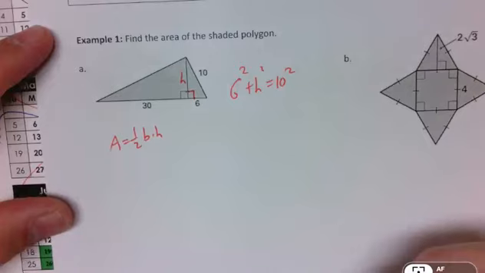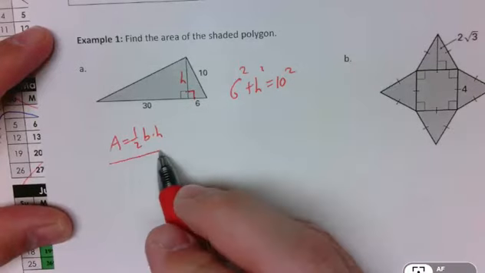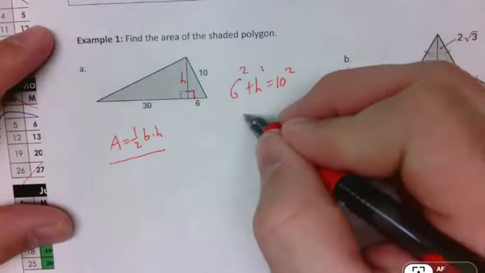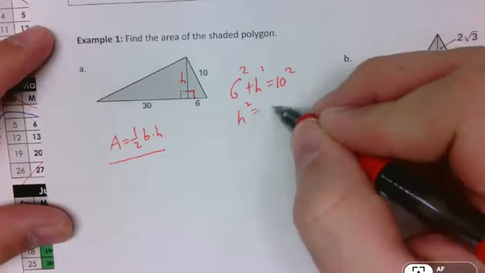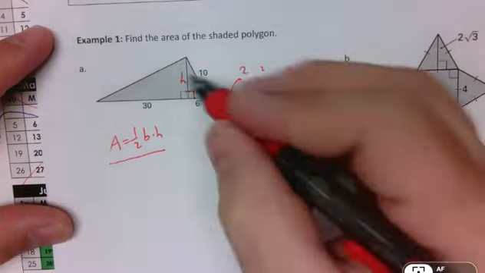A little bit of side work here to get the other piece of the puzzle to help us get the actual area, using the Pythagorean theorem. So h squared ends up being 64 if you simplify all that, and then h is 8. So now you have the height is 8.